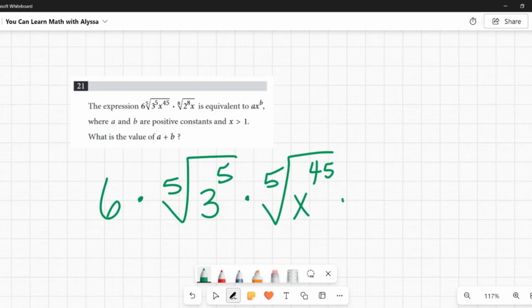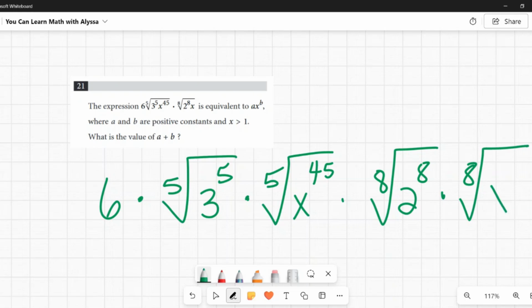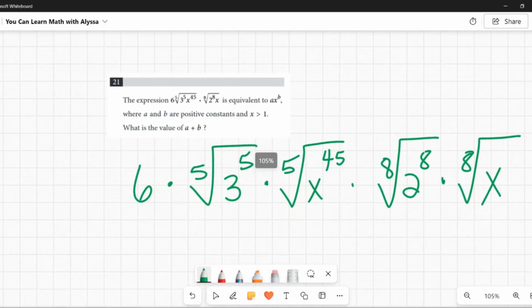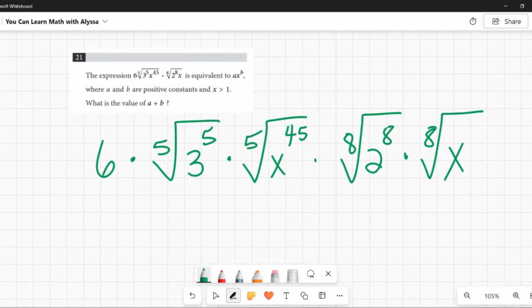Then I have the 8th root of 2 to the power of 8, and I can split these up. And then we have the 8th root of x. Okay, I can simplify some of these right off the bat. It's not as crazy as it looked.